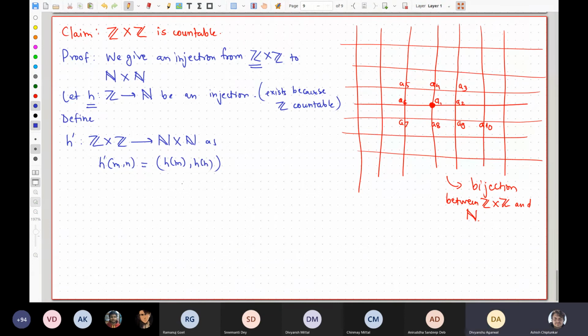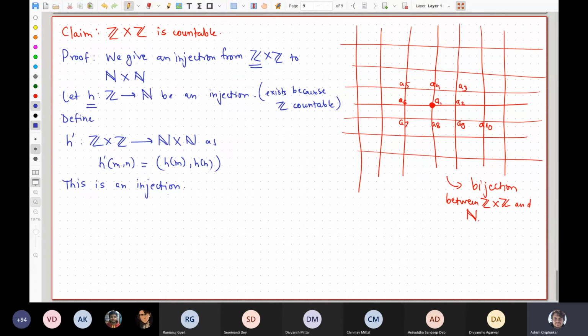Right, simple. I mean, you just apply that injection coordinate-wise. That's all. Okay. Divyansh, anything else? Okay, fine. Right. So this is an injection. This is an injection. Right. So Z cross Z is countable. Awesome.